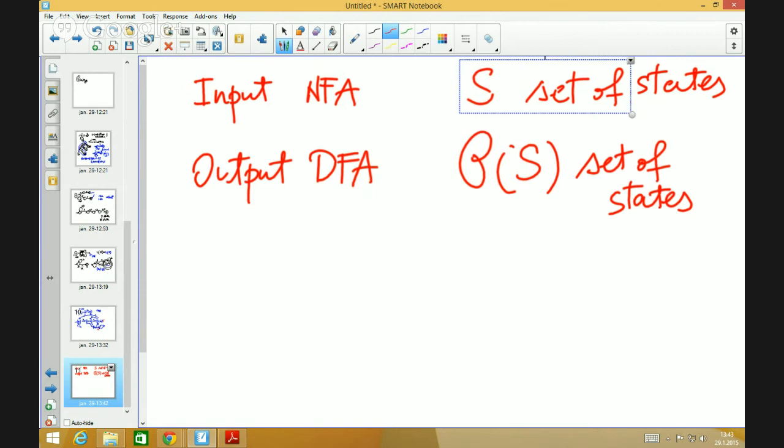Now, what is the power set of a set? It is the set of all subsets of that set. Discrete maths 1, or even earlier. Okay, the set of all sets of states in S. All of them. What is the start state? Well, the NFA had S0 as start state. The DFA will have the set that only contains S0 as start state.